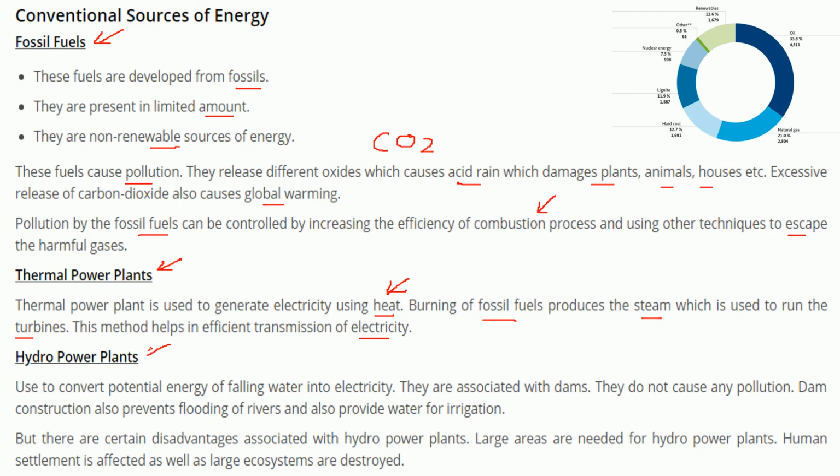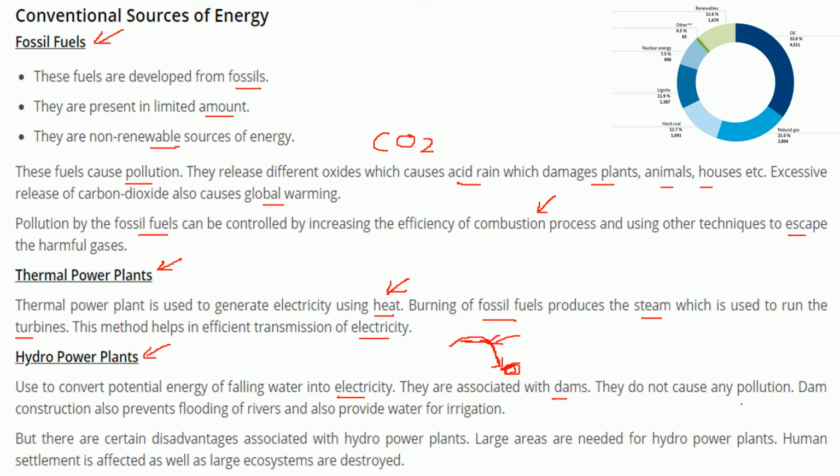Then hydropower plants. This is used to convert the potential energy of falling water into electricity. So if a dam is built and the water is coming like this, because of the potential energy converted into kinetic energy, the turbines are placed here. So this falling water will rotate the turbines. This kinetic energy is given to the turbines, and in turn we get electricity. So they are associated with the dams.